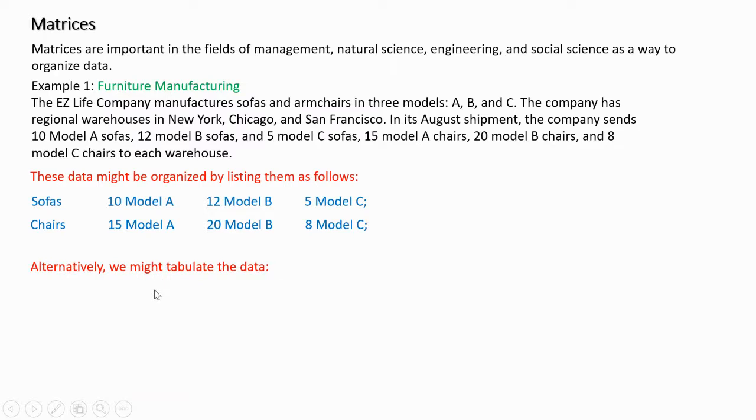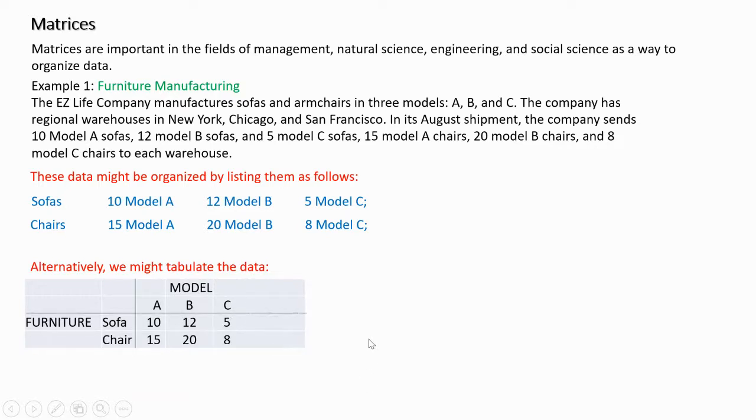It can also be done in a tabular form, in tabs. For example, this is furniture, sofa and chair, and this is model A, B, and C. Here we have sofa model A, sofa model B is 12, and sofa model C is 5. Same thing with the chairs. So we can put this into a matrix. Let's call it matrix M: 10, 12, 5, and 15, 20, 8. This is how we can organize this data into matrices.